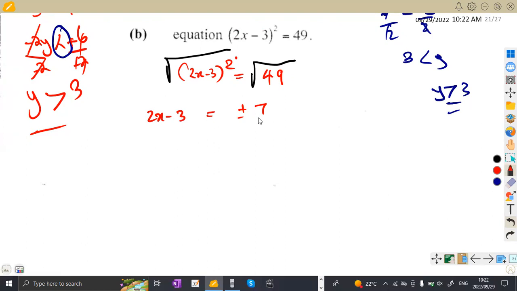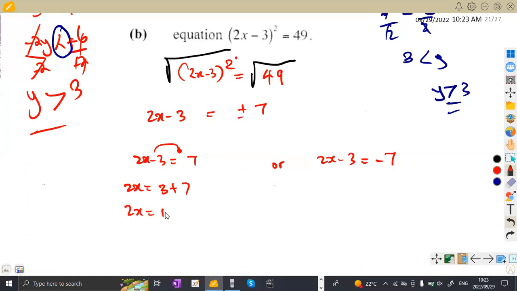So I'm going to separate now to say 2x minus 3 is equal to plus 7, or 2x minus 3 is equal to minus 7, because I've got two answers here, plus or minus. So for x, 2x is going to be, minus 3 to the other side is going to be 3 plus 7. 2x is equal to 10. So to find x, we can divide by 2 on both sides. That means our x is 5.